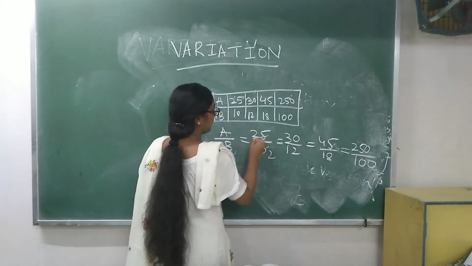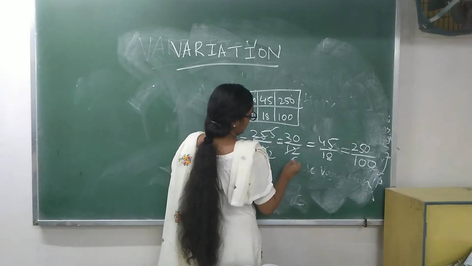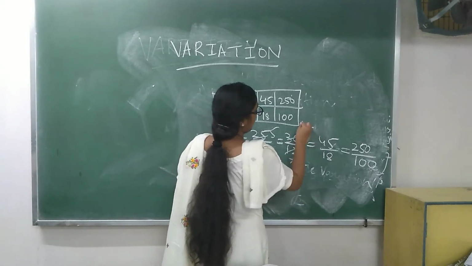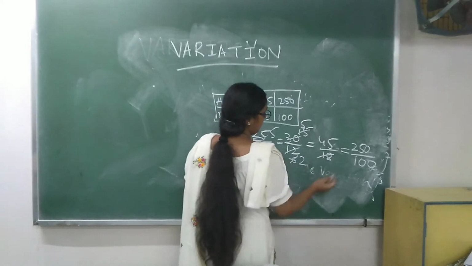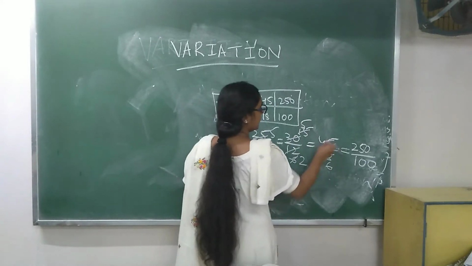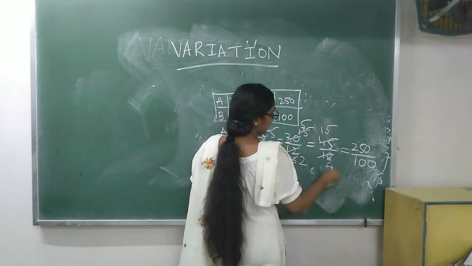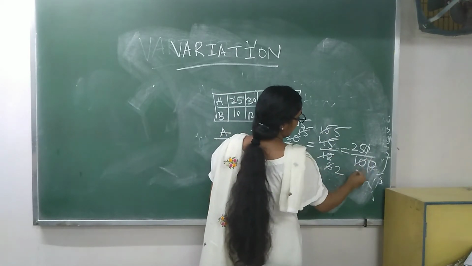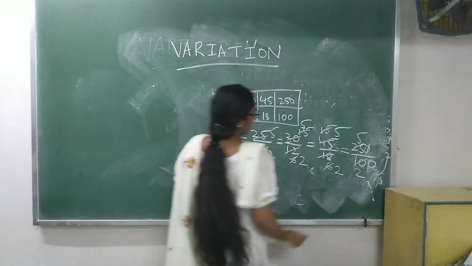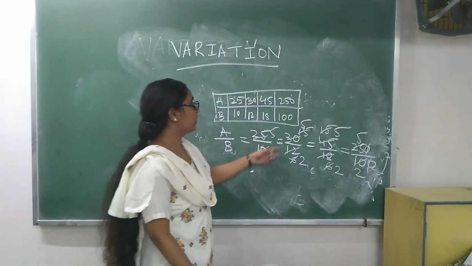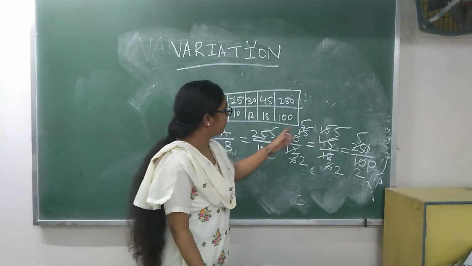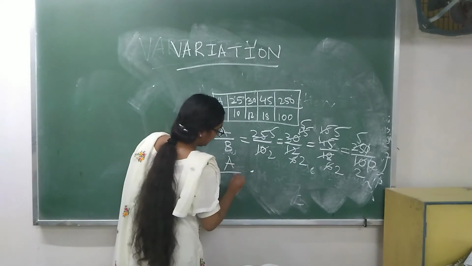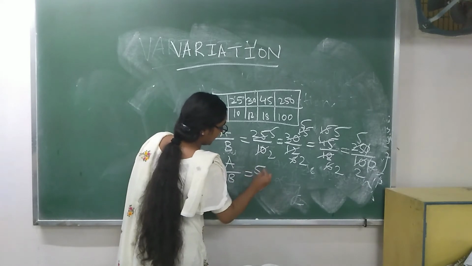5 2s are 10, 5 5s are 25; 2 6s are 12, 2 15s are 30, 3 2s are 6, 3 5s are 15; 3 6s are 18, 3 15s are 45; 0 0 cancel, 5 2s are 10, 5 5s are 25. Can you see in each one you are getting the same thing? 5 by 2, 5 by 2, 5 by 2, 5 by 2. It means that you are getting a by b equals 5 by 2.